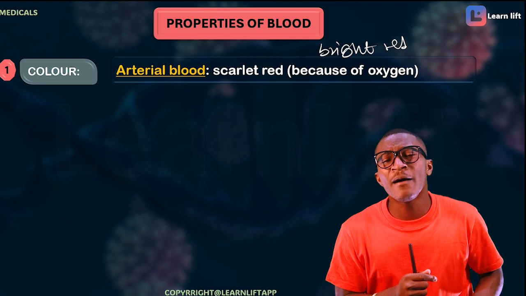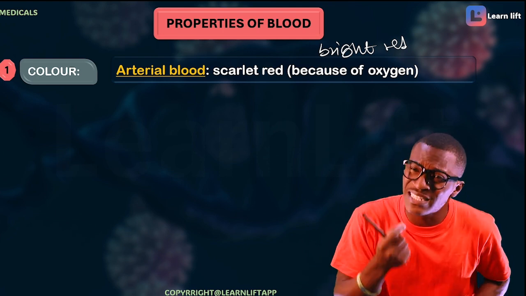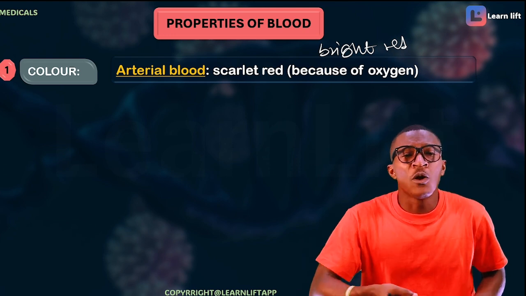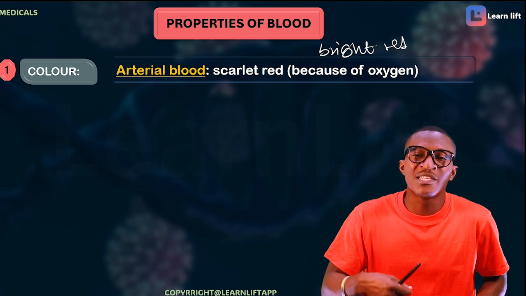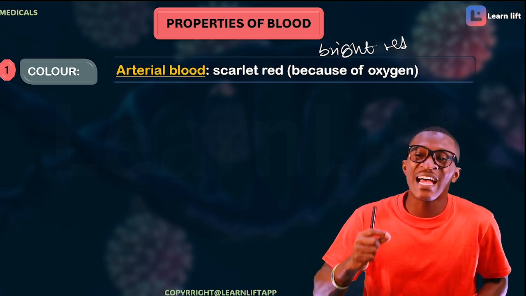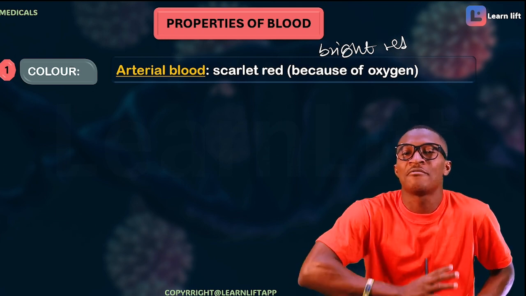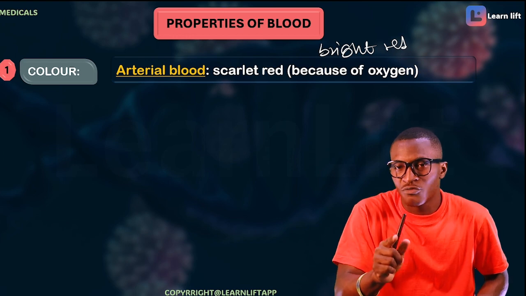Why is arterial blood said to be scarlet red? Because of oxygen. Because it binds. You should know that arterial blood has excess hemoglobin, and hemoglobin binds with oxygen to become oxyhemoglobin. Are you with me? So because of that, that hemoglobin is giving it that bright red color. Because inside hemoglobin is what we call porphyrin. We are going to talk about that when we get to red blood, okay?